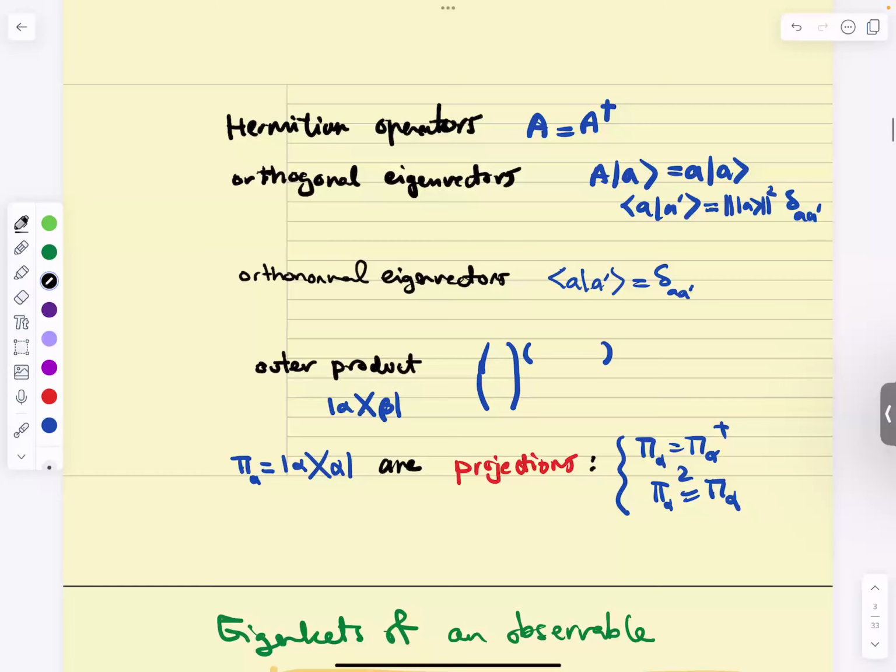We define Hermitian operators, or self-adjoint operators. These are operators A that are equal to their dagger. We sometimes define an anti-Hermitian operator as an operator which is equal to minus its dagger. That's just for you guys to know.